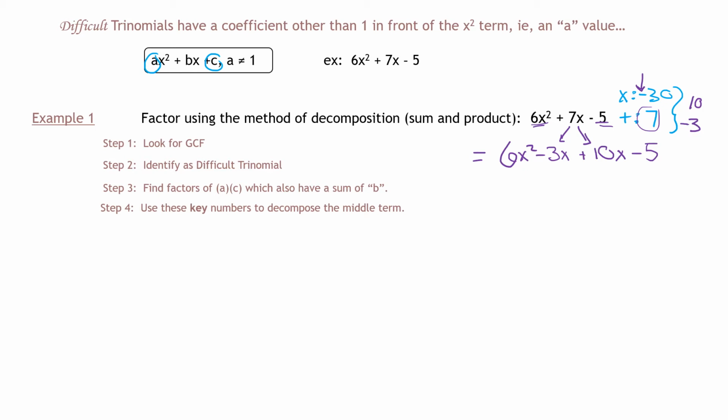So why did we do that? Let's look at step 5. Step 5 is now grouping. We have 4 terms here, so I'm going to group them in pairs, and I have a plus sign in the middle, which I need.